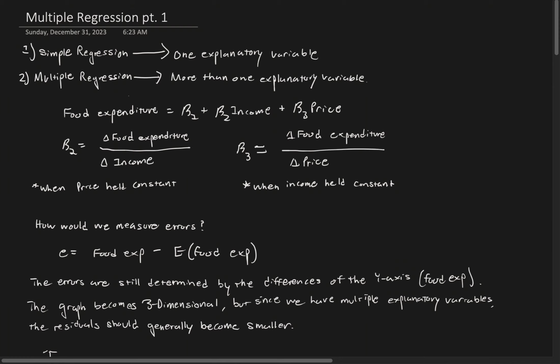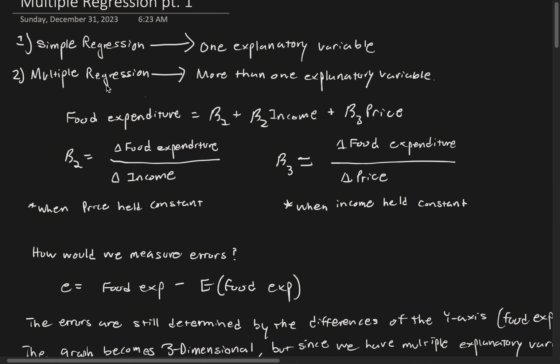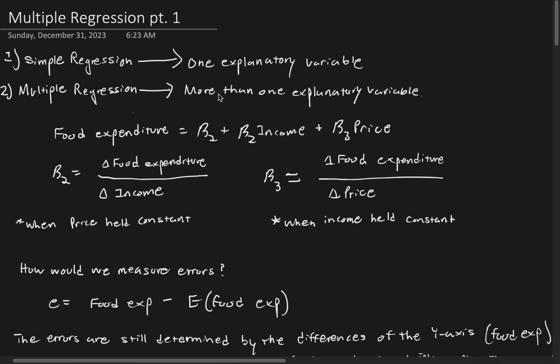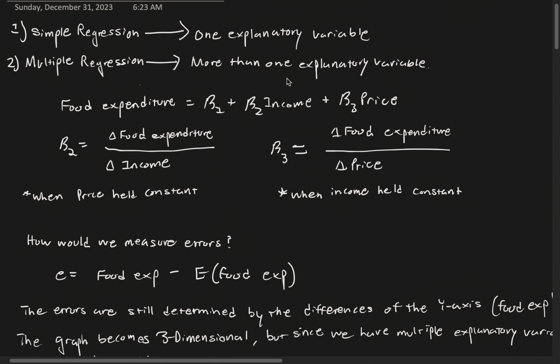So in this video, we will go over multiple regression. A multiple regression is pretty similar to a single regression. This should say single, but I guess simple works here too. A simple regression uses one explanatory variable, while the multiple regression uses more than one explanatory variable.